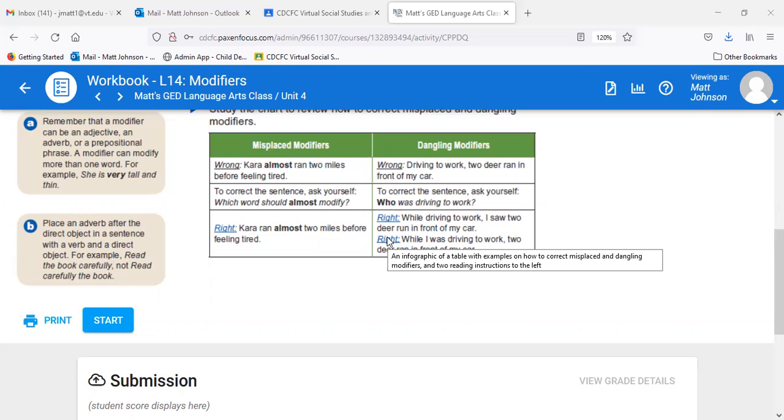And then on the dangling modifier side, driving to work, 2 deer ran in front of my car. To correct your sentence, ask yourself who was driving the car. So the correction will be, while driving to work, I saw 2 deer run in front of my car, or while I was driving to work, 2 deer ran in front of my car. Without adding I, it almost sounds like 2 deer were driving to work and ran in front of your car. So you want to make sure that we avoid those confusions.